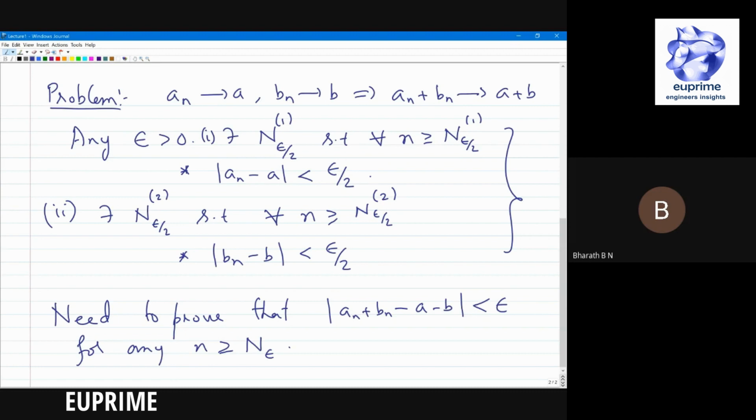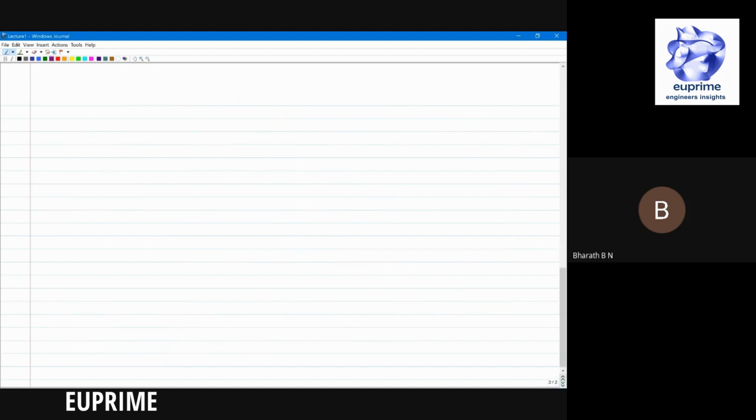So now let's see how you prove this particular thing. Instead of proving that |a_n plus b_n minus a minus b| is less than epsilon, I'll prove something larger than that is less than epsilon. That's good enough, right? So let's consider this difference, a_n plus b_n minus a minus b. I'll write it as (a_n minus a) plus (b_n minus b). Now, what do you think is the next step? Can you see the direction here, how to go about proving this? Can somebody tell me?